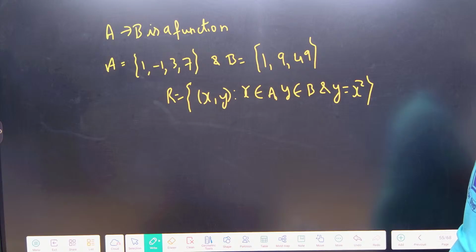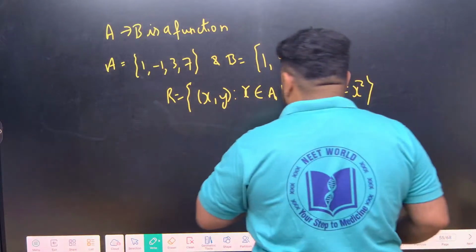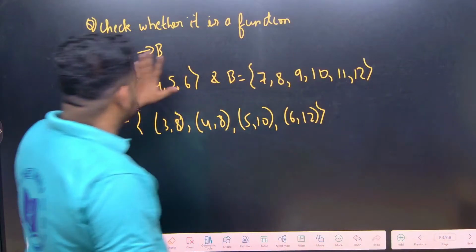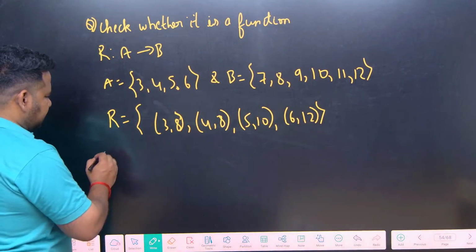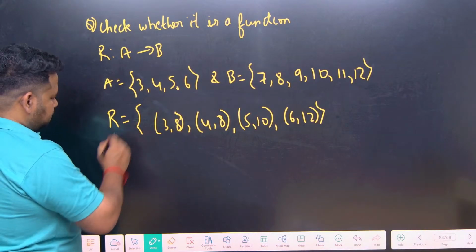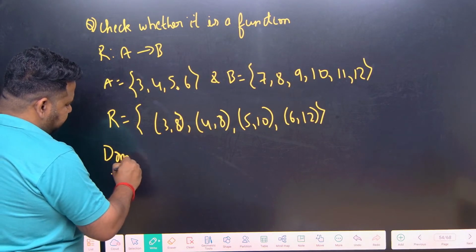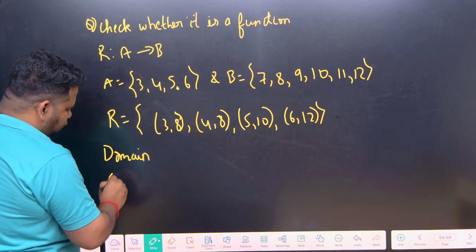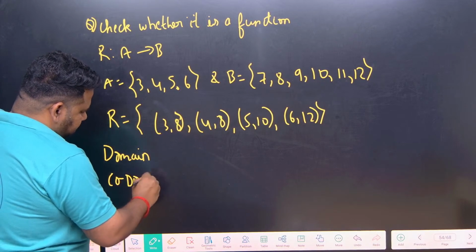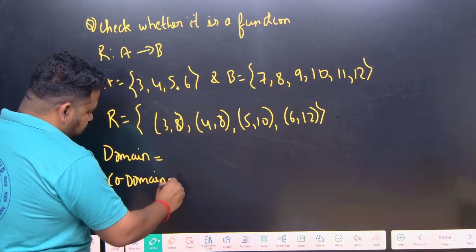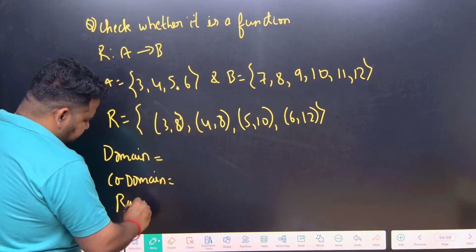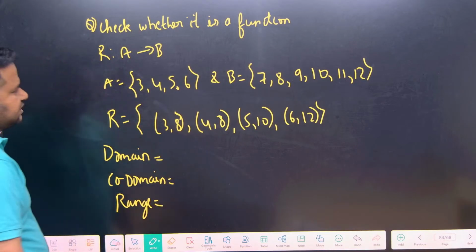So these are the two questions we have to do now. Based on this, observe carefully. First question: check whether it is a function, and also write its domain. What is its domain? What is its codomain? What is its range? We have to write for this function. First check whether it is a function.